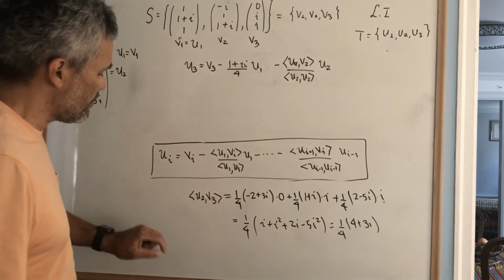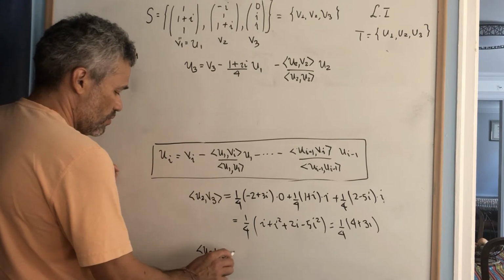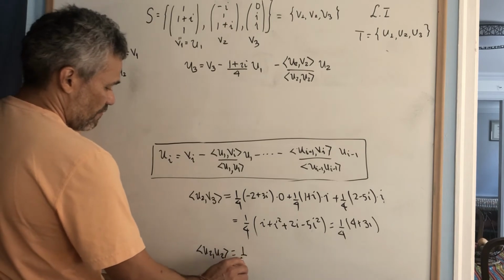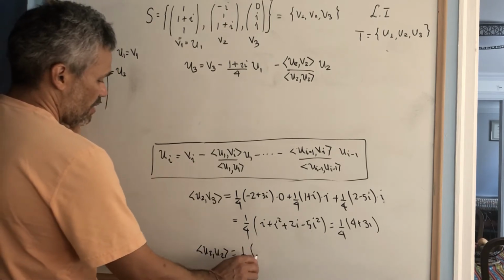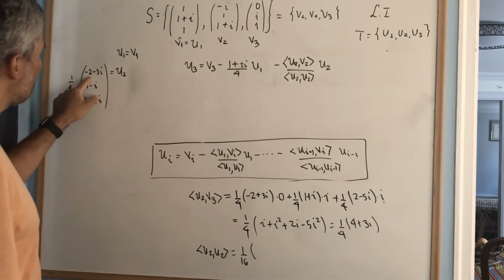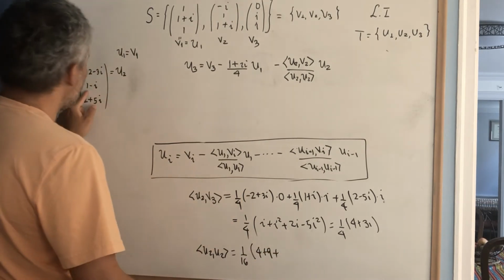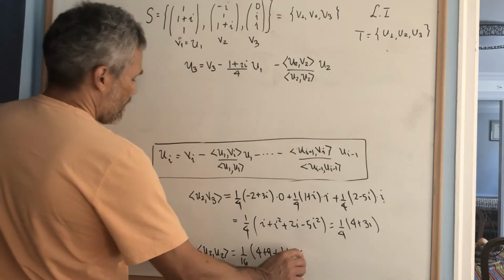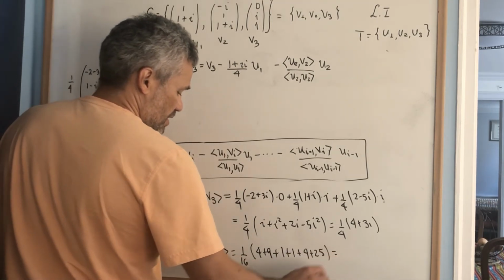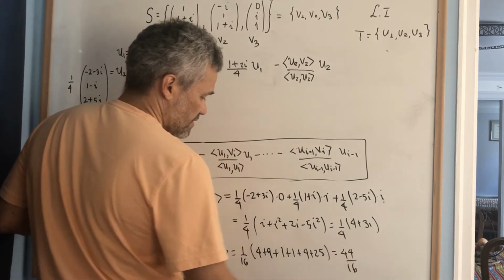This is U2 B3, and the inner product of U2 and U2 is 1 quarter times 1 quarter. We're going to have a factor of 1/16 everywhere. And then when we do the conjugate of this complex number with the complex number itself, I'll get 4 plus 9. Here I get 1 plus 1 and here I get 4 plus 25, and this is going to be equal to 44 over 16.